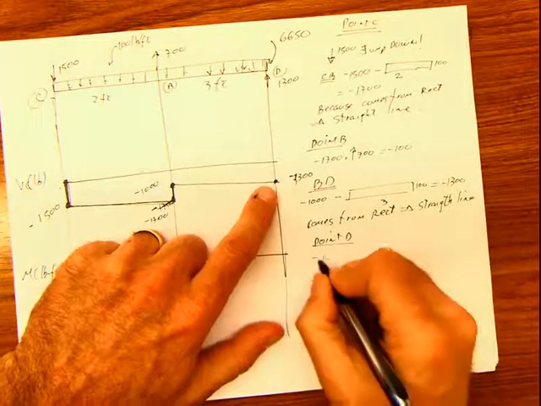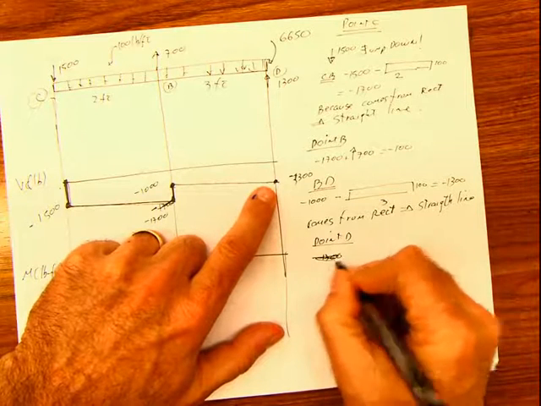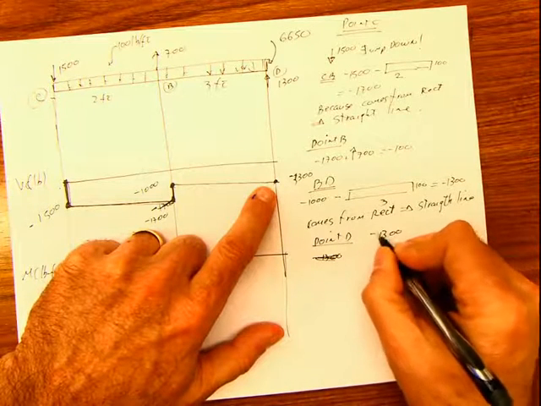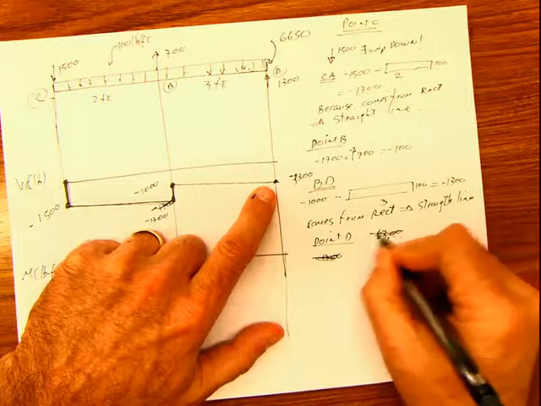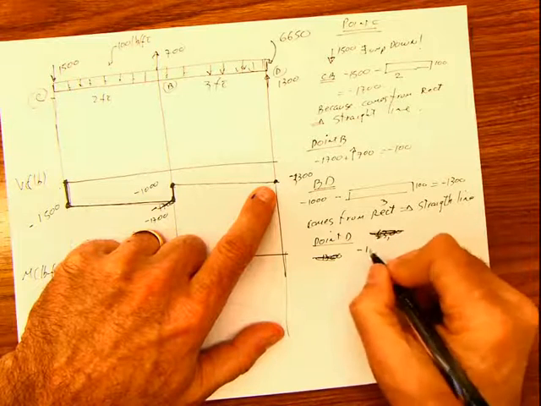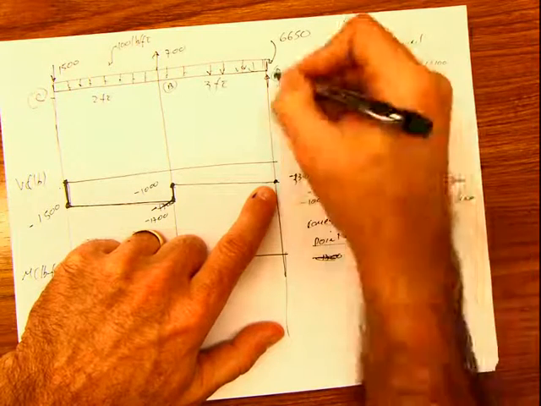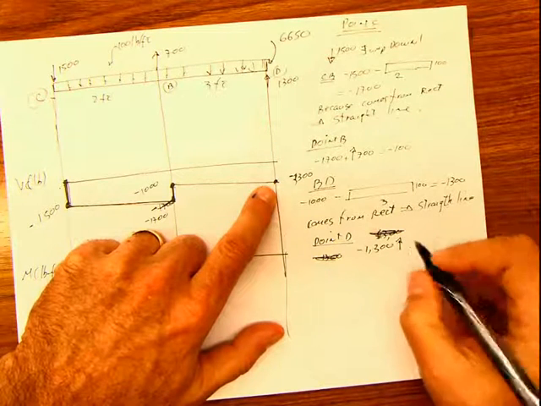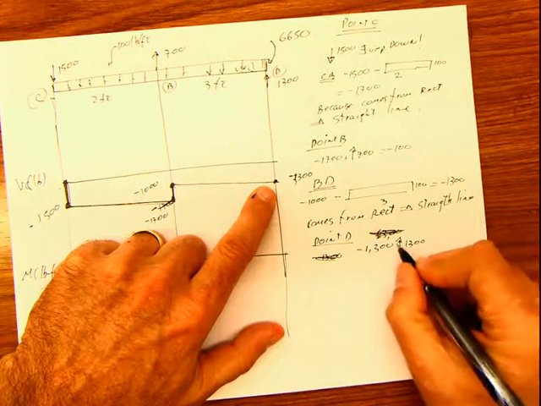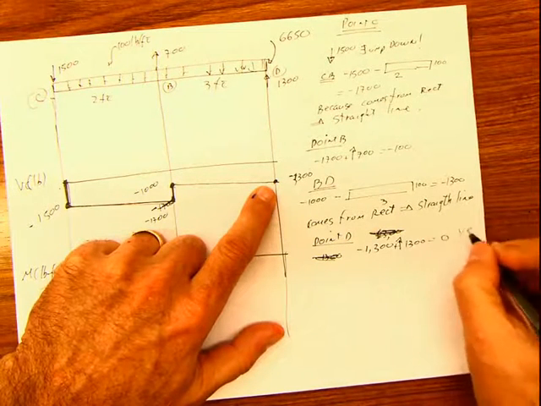Then you go to point D. At point D, I have negative 1300, and I find a positive force pointing up of 1300, and that is 0, and then you say yes.